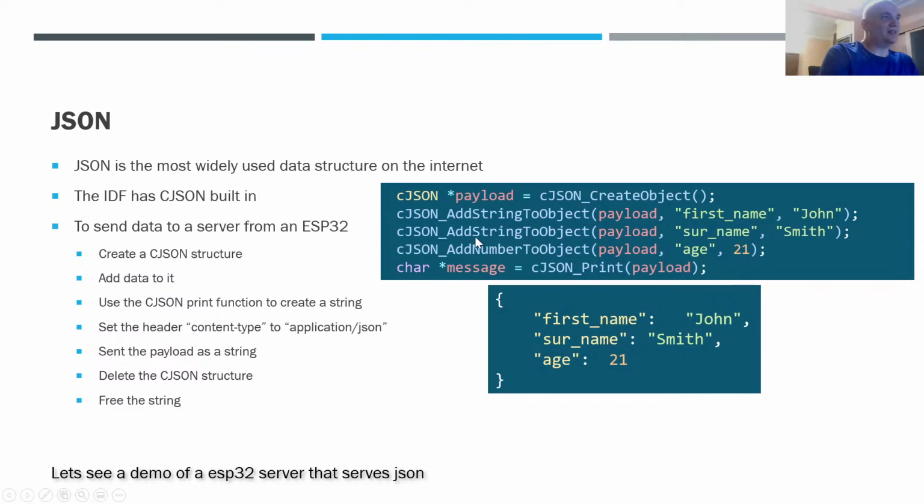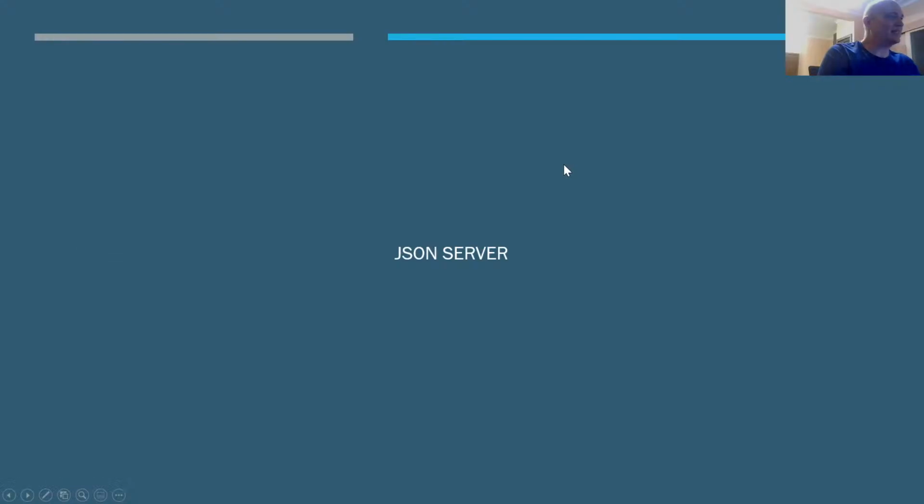Now, you can see there's a number of things that you can do over here. You can add a string to an object, you can add a number to an object, you can add an object to an object, you can add an array to an object, et cetera, et cetera. You get the point. Let's have a look at a demonstration of that.